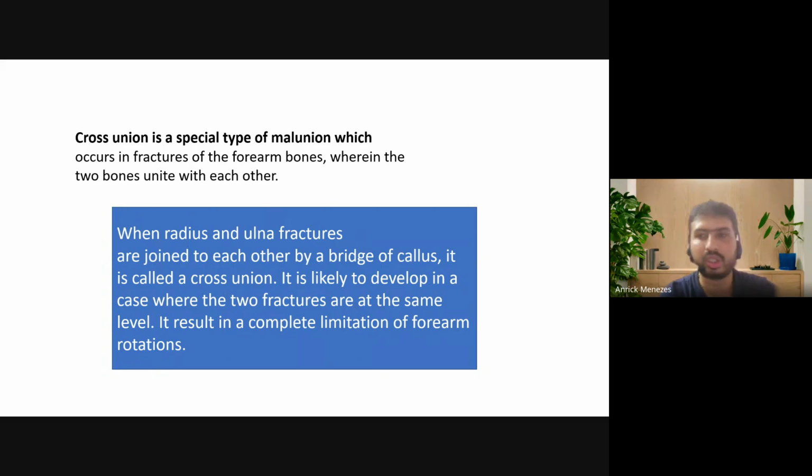So this is one last thing. Cross union is a special type of malunion which occurs in fractures of forearm bones, wherein the two bones unite with each other. When radius and ulna fractures are joined to each other by a bridge callus, it is called cross union. It is likely to develop where the two fractures are at the same level. It results in complete limitation of forearm rotation. I already told you, some displacement which is not addressed, around a millimeter, could lead to severe compromise in forearm rotation.